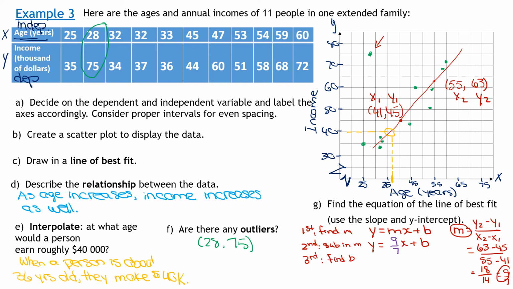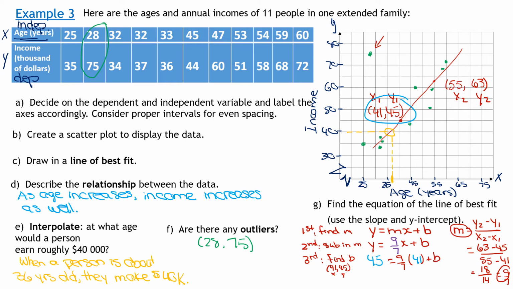So I'm going to pick between my 2 points that I wrote up there in red on the graph. I think I like the 41, 45 better. So this is an x, this is a y. I'm going to sub them in, and I'll use a different color even for that. So my y is a 45. I'm subbing in this point right here. My y is a 45, and then I've got my 9/7. My x, I'm subbing in for x, that's a 41. 41 goes there, plus b.